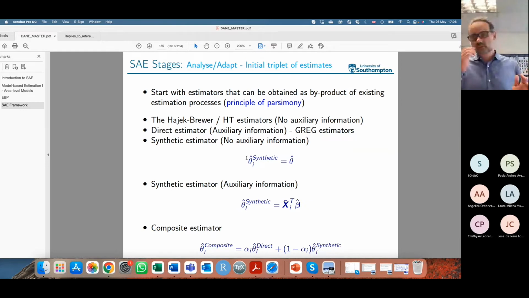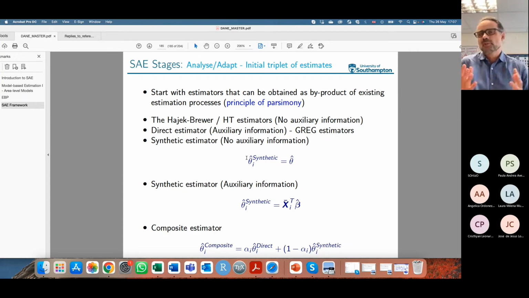So where do you start from? Okay, so I think one way to think about that in some kind of logical sense is basically to start with estimators that can be obtained as a byproduct of existing estimation processes. So Dana has existing estimation processes. You estimate things like means and proportions and totals and so on. So you could use these existing estimation processes in order to estimate things at a lower geographical level, if possible. And that's basically what we call the principle of parsimony.